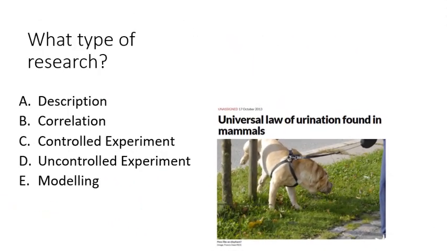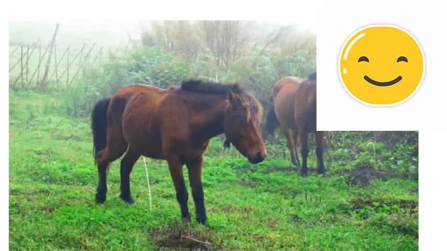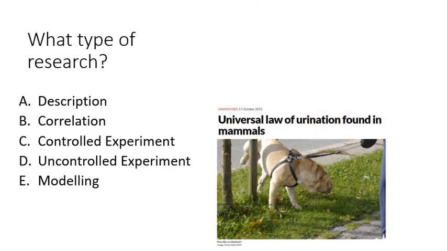Let's use this as another example for a review. The researchers went to a zoo or used YouTube videos to watch a variety of mammals as they peed, and they timed them. What type of research is this? This is a descriptive study. They're just measuring to find an average.